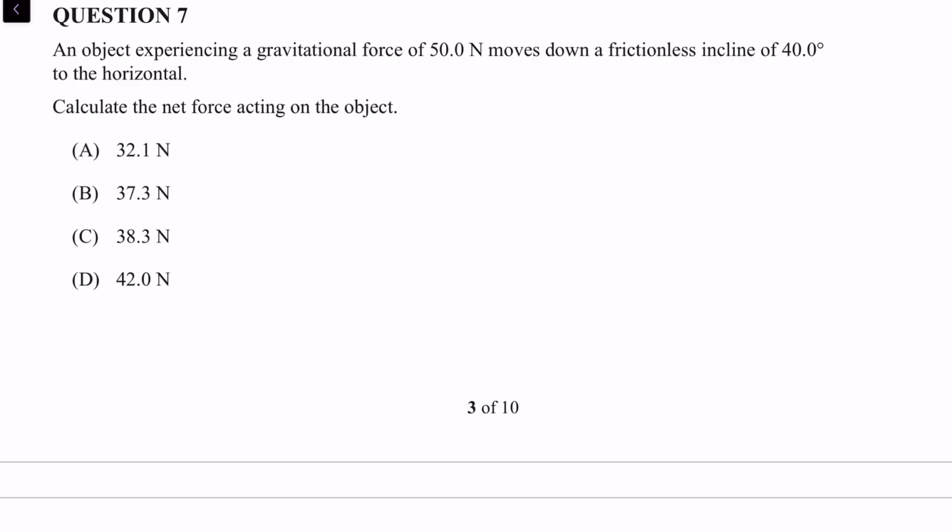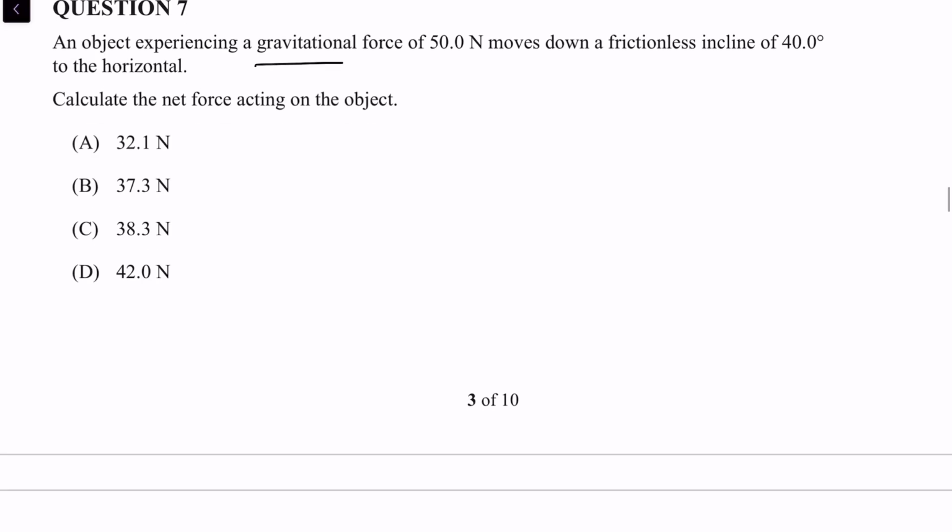Question 7. An object experiencing a gravitational force of 50 newtons moves down a frictionless incline of 40 degrees to the horizontal. Calculate the net force acting on the object. Okay, cool. So I know my gravitational force, which is capital F, is 50 newtons, and a frictionless incline of 40 degrees. So I know my theta is 40 degrees to the horizontal.